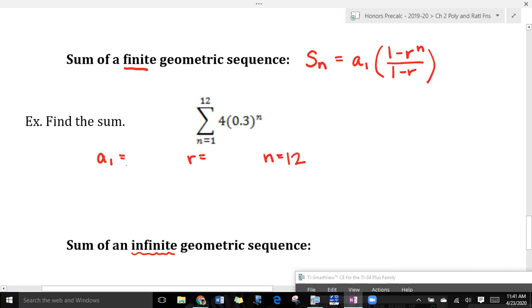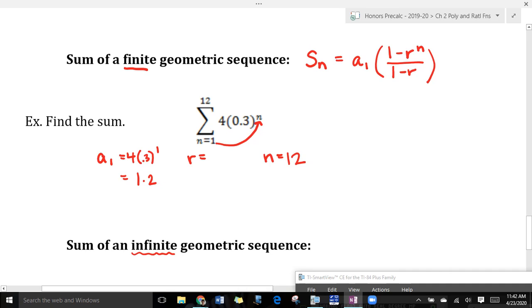Now I need to know what A1 is. What is that first term? So if I plug in 1 for n, that means my first term is 4 times 0.3 to the first. Oops, I put the first in the really wrong spot. There we go. Which is just 4 times 0.3, so that's 1.2.